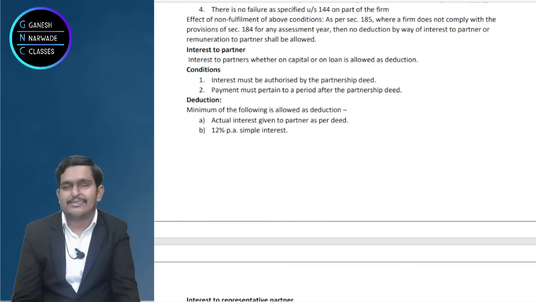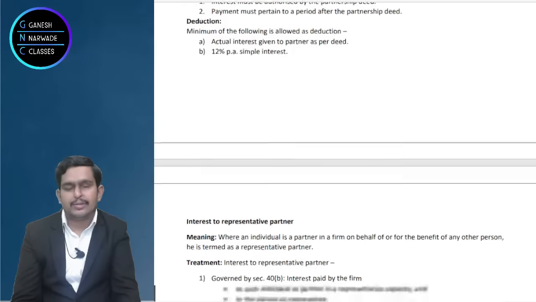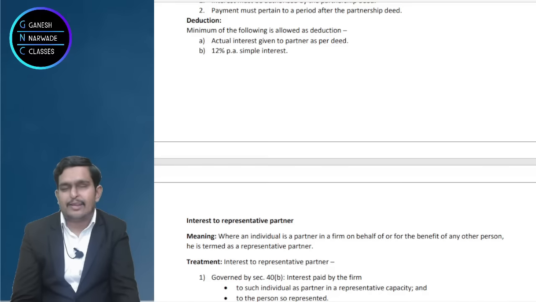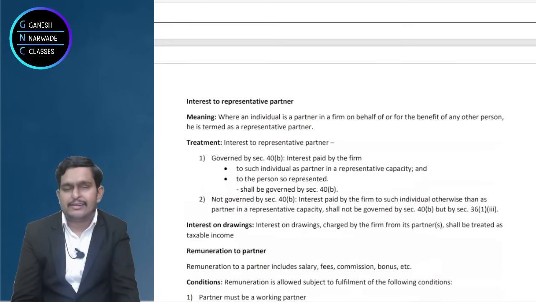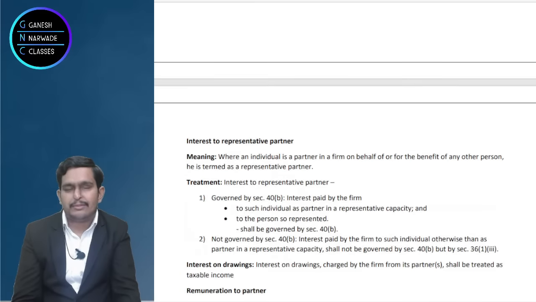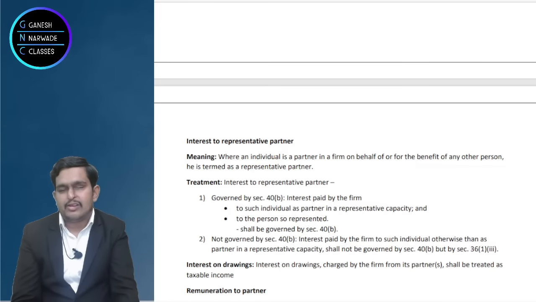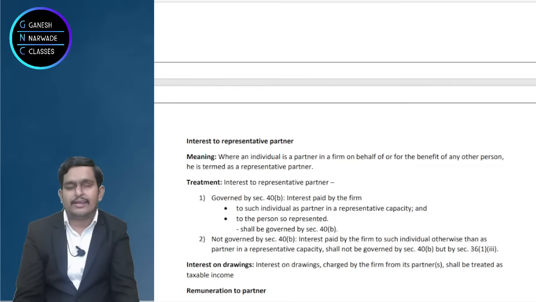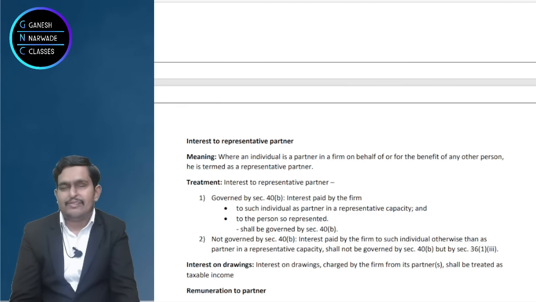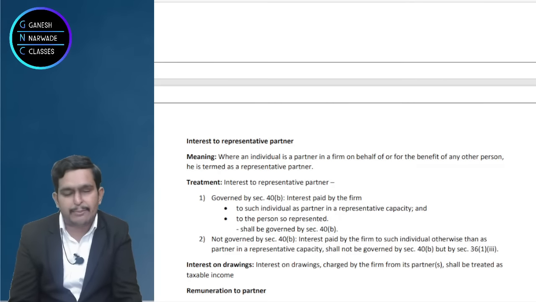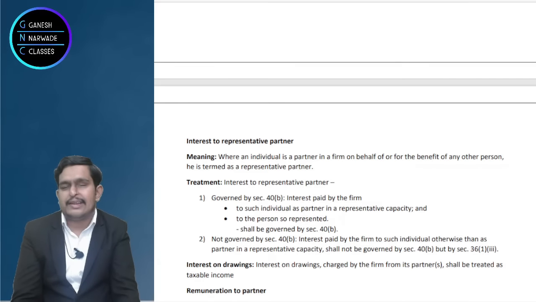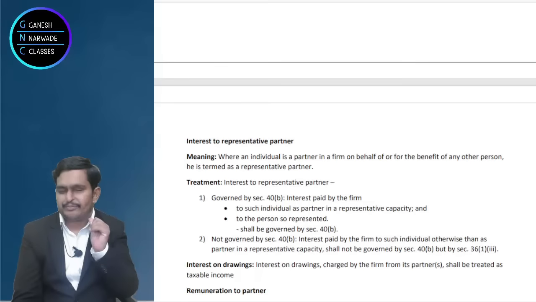I have to discuss this. Representative partner means generally an active partner, because the actual partner is not able to give time. He is busy, so he appointed a representative partner. On behalf of the actual partner, someone else will be acting in the firm. Now if any interest is paid on capital to the representative partner, it is treated as we discussed till now.